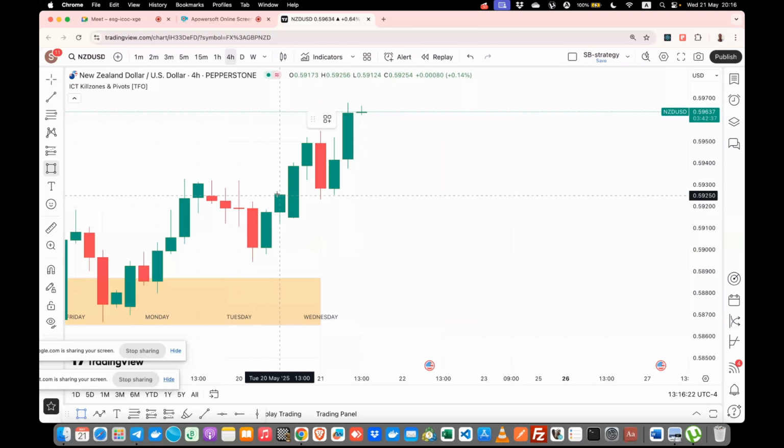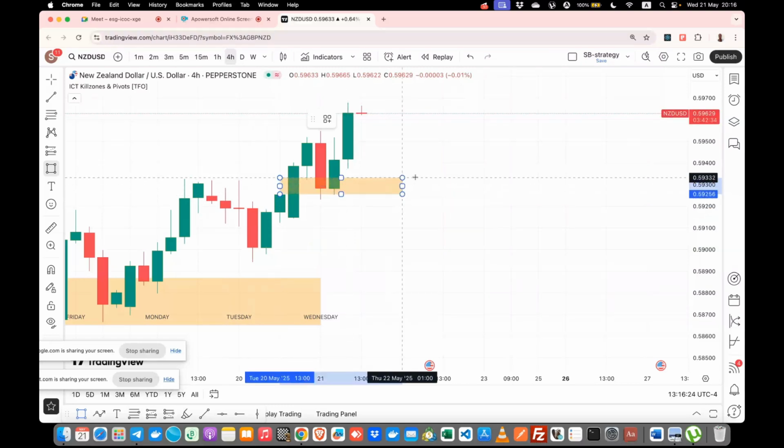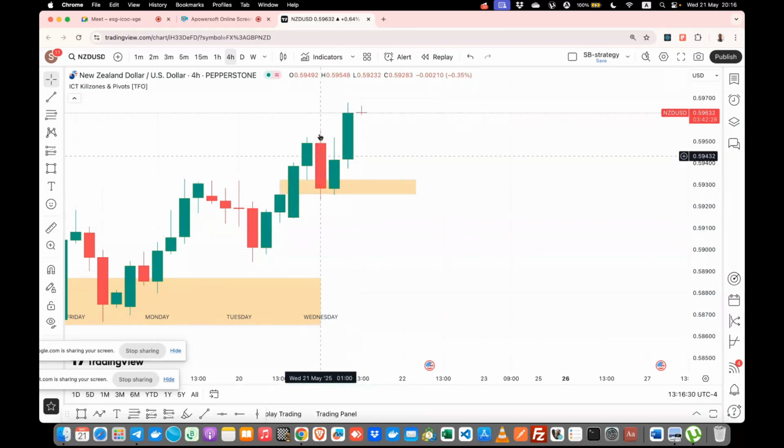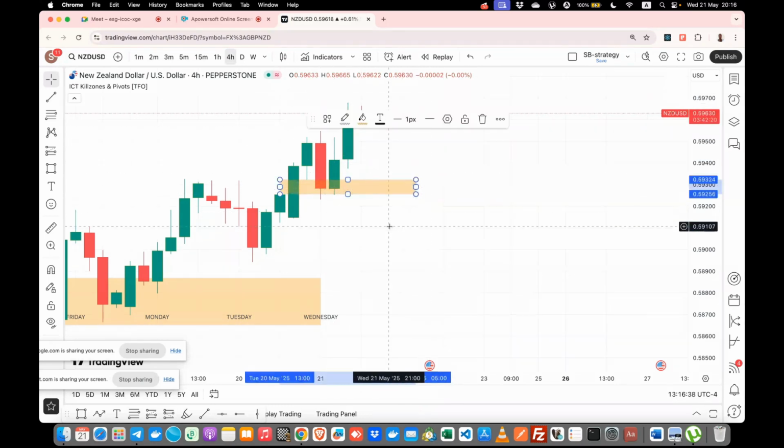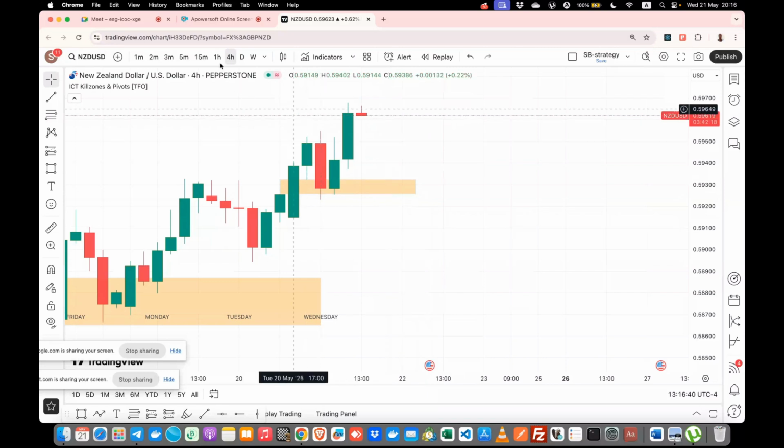So we have this fair value gap here. Let's see what happens when price tagged this fair value gap. So this is a 4-hour fair value gap. As you can see, we tagged this fair value gap before bouncing off the fair value gap. So this 4-hour fair value gap is our higher time frame key level. So now we can move to a lower time frame.